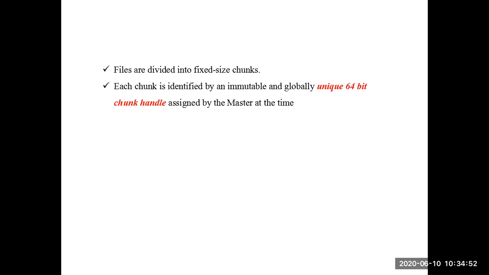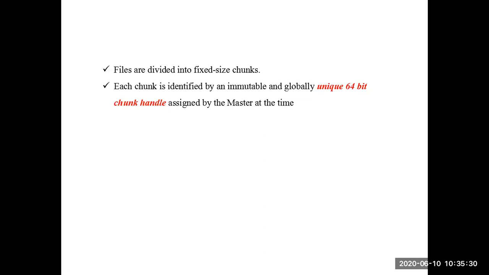I will give you the complete details about how the files are stored. Currently, remember, files are divided into 64 MB chunks, and to identify each chunk, the master will assign a unique 64-bit chunk handle. Simply, a chunk handle is nothing but the unique name for that chunk. We can call it the address or name for the chunk.